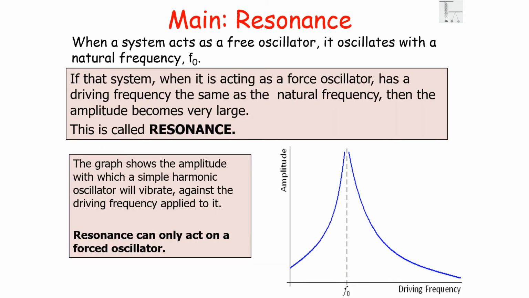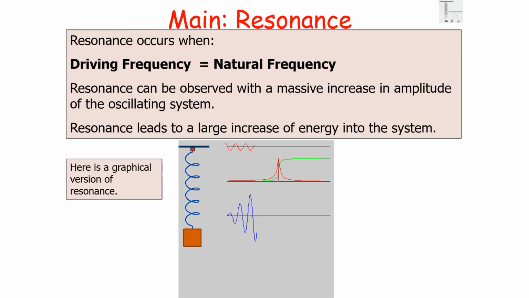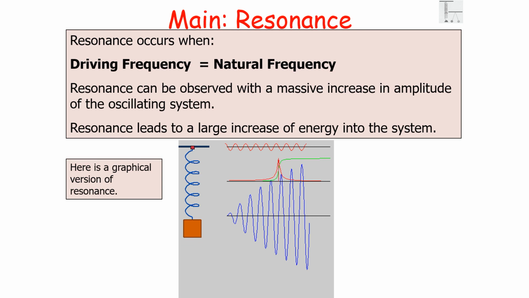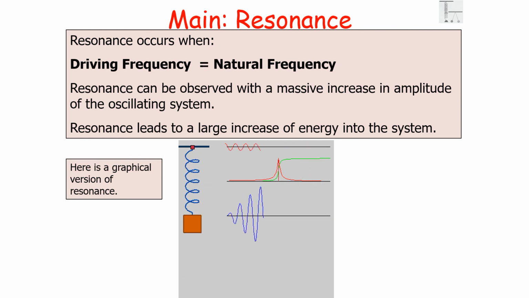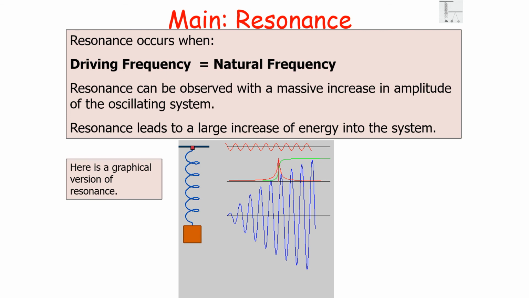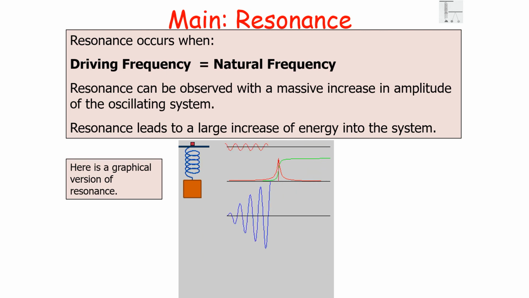Now, when a system acts as a free oscillator, it oscillates with a natural frequency f0. If that system, when acting as a forced oscillator, has a driving frequency the same as the natural frequency, the amplitude becomes very large. We call this resonance. This graph shows the amplitude with which a simple harmonic oscillator will vibrate against the driving frequency applied to it. Resonance can only act on a forced oscillator. Resonance occurs when driving frequency equals natural frequency, and it can be observed with a massive increase in the amplitude of the oscillating system. So resonance leads to a large increase of energy into the system.